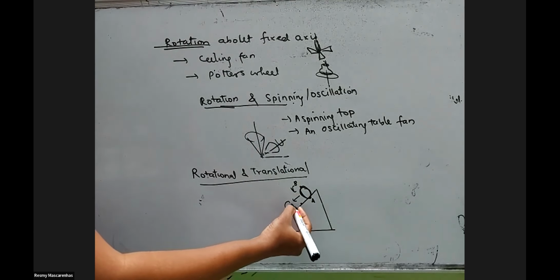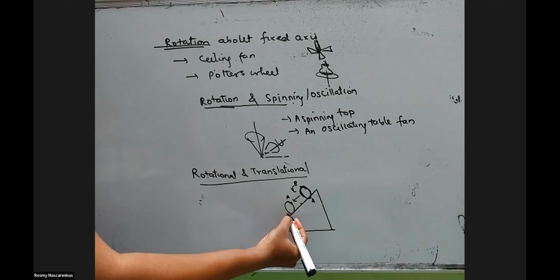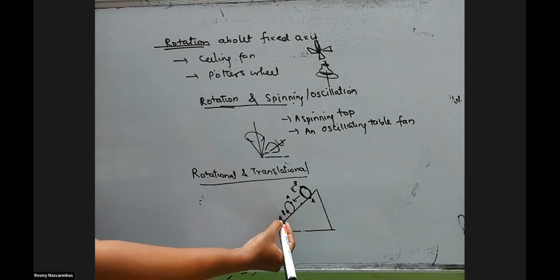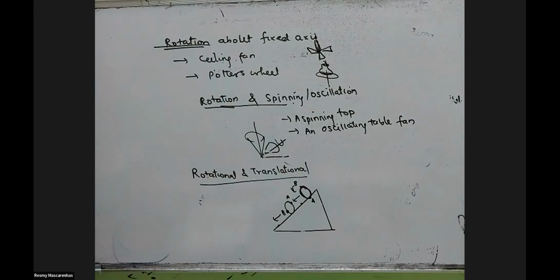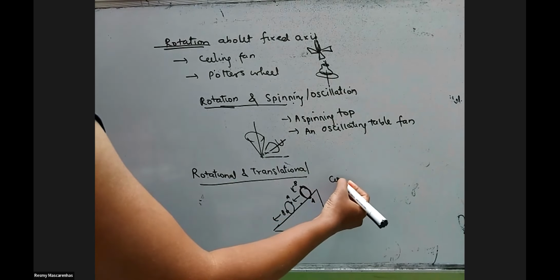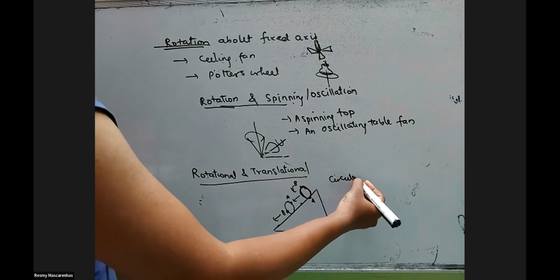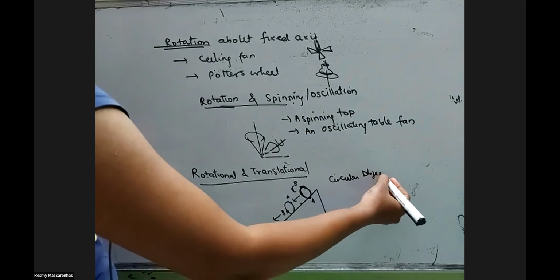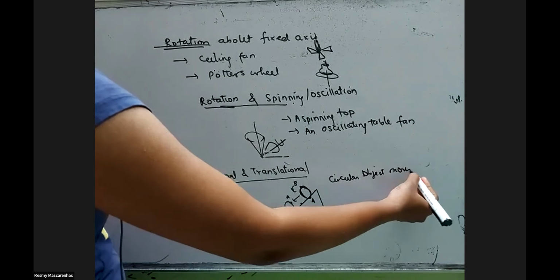After some point, A might be here and B might be here. This is an example of a rotational as well as a translation motion. Circular object moving on a slope.